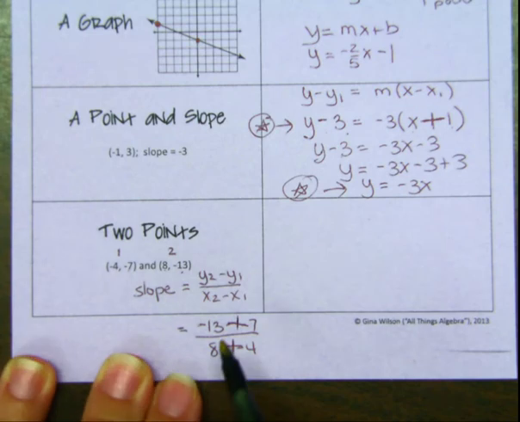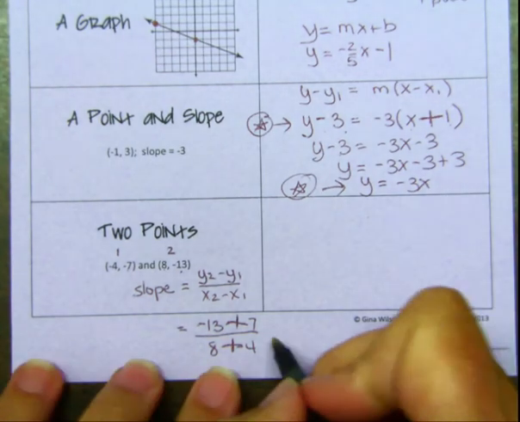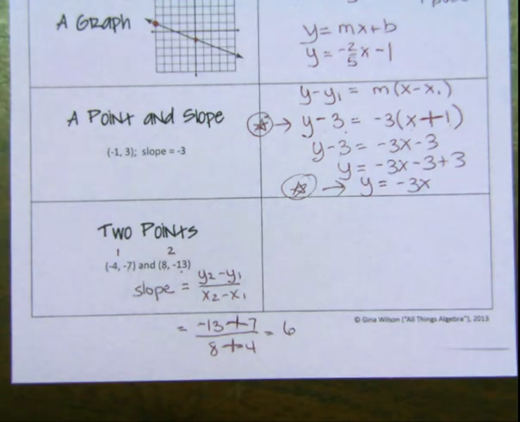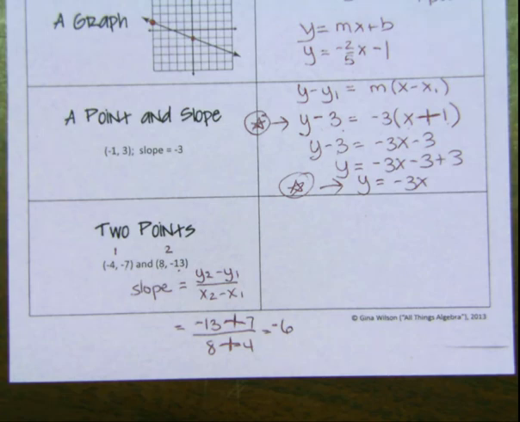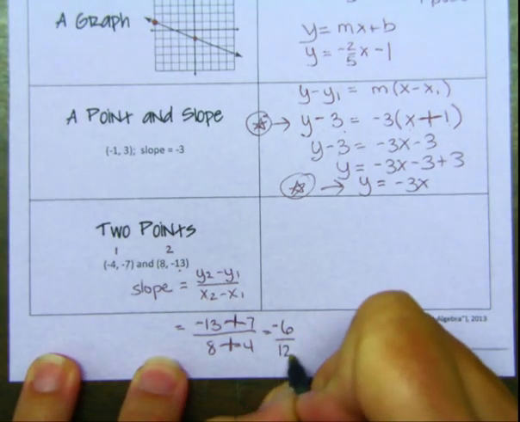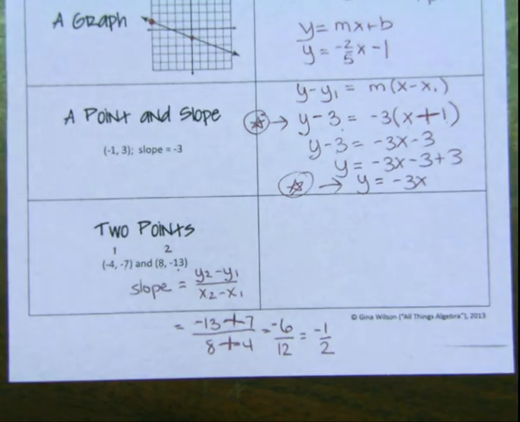And so really here I end up with negative 13 plus 7, which is negative 6. And then on the bottom I have 8 plus 4, which is 12. And so that becomes a negative 1/2. So the slope of this line is going to be negative 1/2.